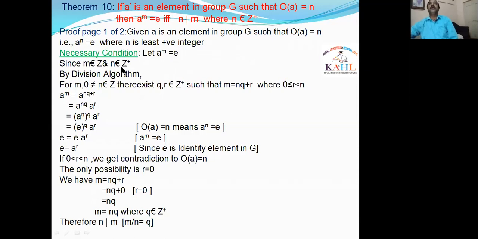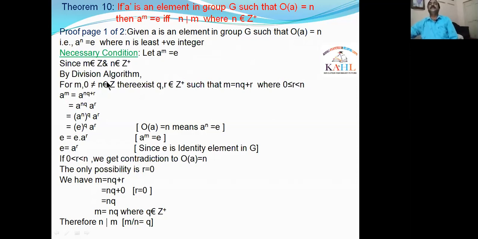Okay, right. Now I am taking the necessary condition. What is the necessary condition? We have to take the LHS side, that is, let a^m be equal to E. We have to prove that n divides m. For that, m is an integer and n is a positive integer. That means n may be in the denominator.